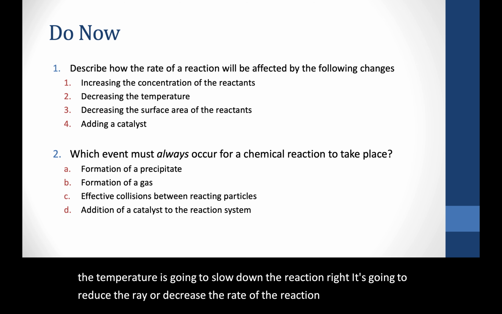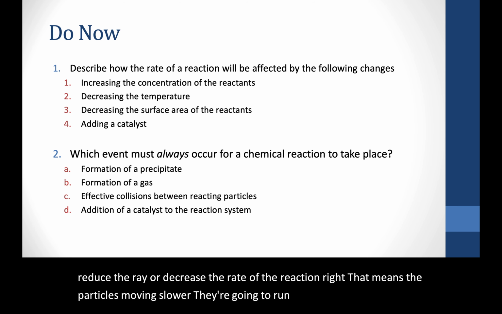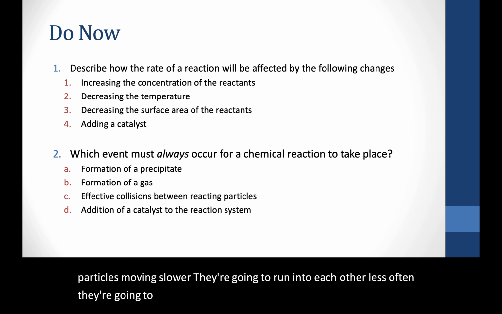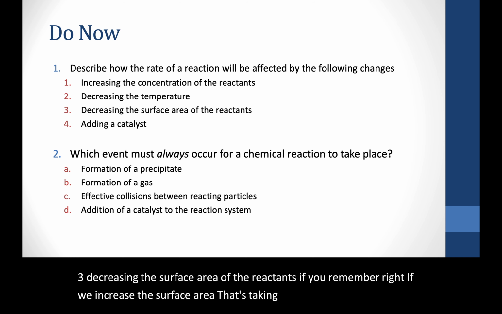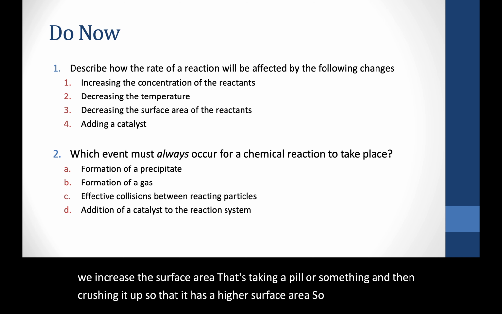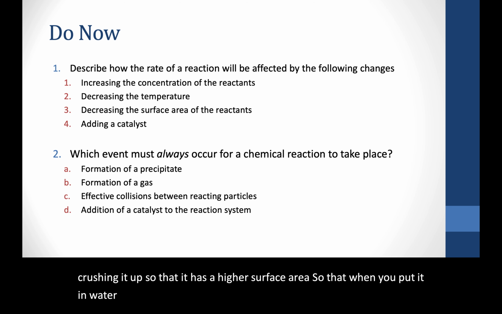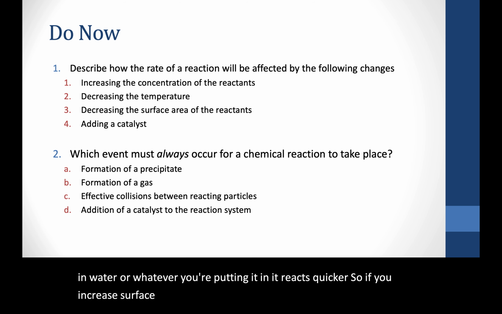That means the particles are moving slower. They're going to run into each other less often. They're going to react less often, and therefore the reaction will slow down. Number three, decreasing the surface area of the reactants. If you remember, if we increase the surface area, that's like taking a pill or something and crushing it up so that it has a higher surface area, so that when you put it in water or whatever you're putting it in, it reacts quicker. So if you increase surface area, it's going to increase the rate of reaction. If you decrease the surface area, it's going to slow down the reaction.